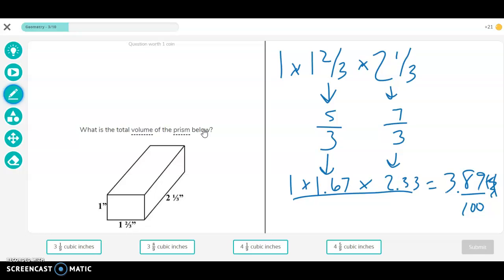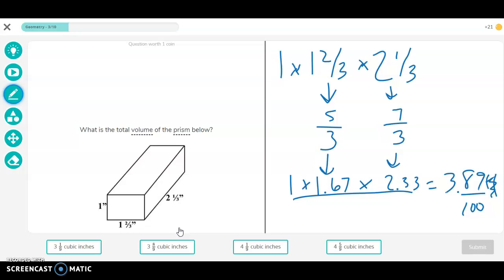That's not the same as 0.891111. So let's try 8 over 9. And we get 0.88888 repeating, and then it goes to a 9, so that means we have 0.89. So 3 8/9 is going to be the one that works.